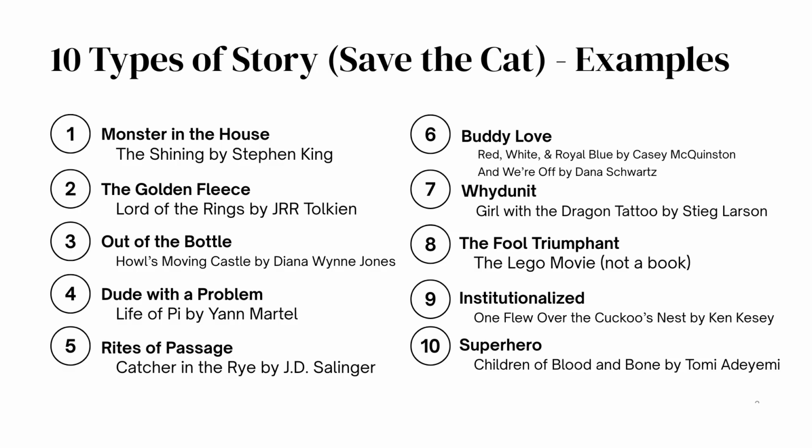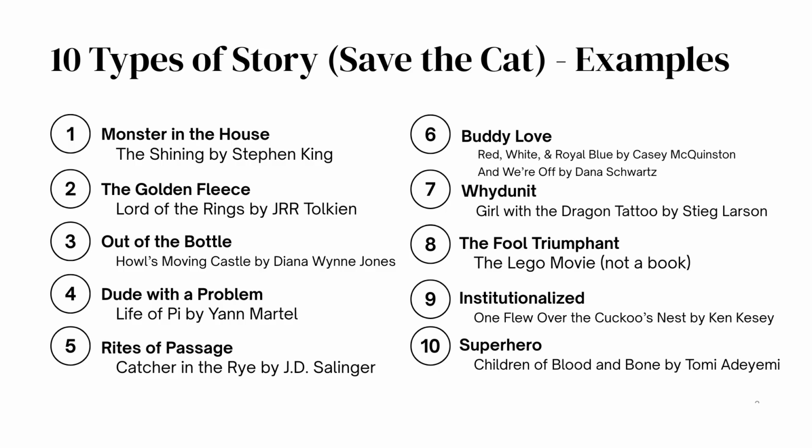The fool triumphant is an underdog, or fool, who overcomes something big. Now, I know this isn't a book, but The Lego Movie is a very well executed example of this, and you should watch it and study it. Institutionalized is when a main character or a group of characters go through a major identity conflict. One Flew Over the Cuckoo's Nest by Ken Kesey is the best example that I can think of for this. The characters are literally institutionalized.